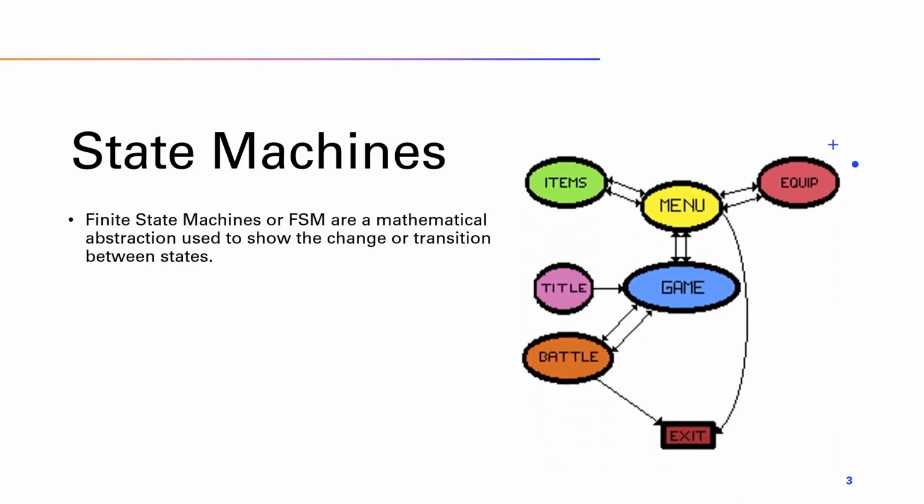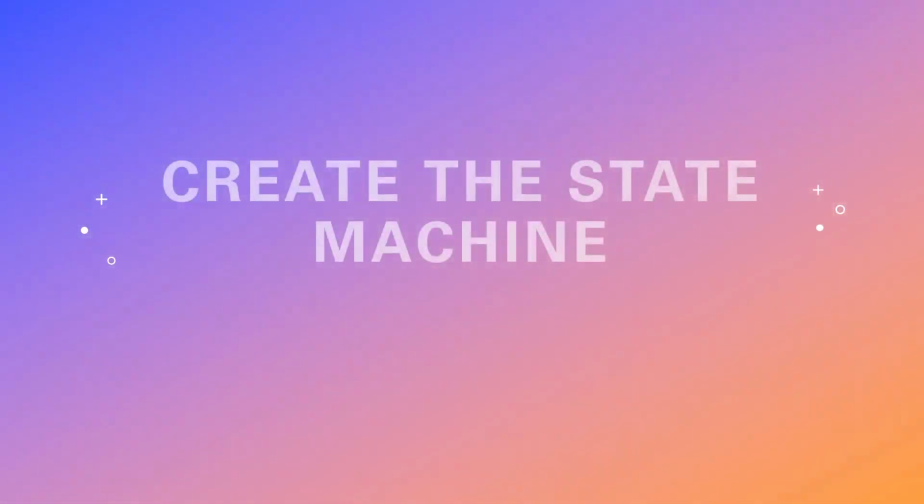So here's a little diagram. We start with a title screen and we transition to game. And from game, we can go into the menu state and the different options or selections from there. We can also go from game to battle state and battle to exit. If you die or whatever, or from menu, you can also exit the game. So from there, we have different transitions going through. So today we're going to be going through how to create a simple state machine for our game. So now let's go create that state machine.